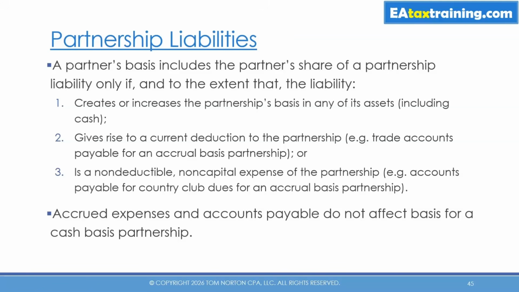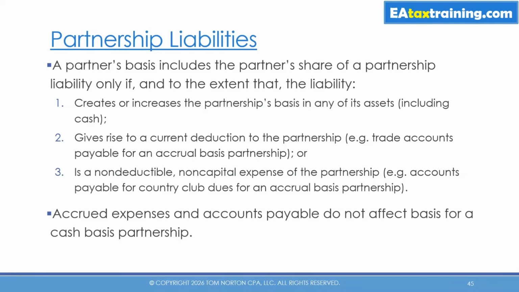Or if the liability gives rise to a current deduction to the partnership. So this would be, for example, trade accounts payable for an accrual basis partnership. So you're on the accrual basis. You buy something, a product or service, you don't pay for it right away. Of course, you're going to deduct it right away as soon as you incur that expense. But now you have an account payable on your balance sheet. You have a liability on your balance sheet. You owe that vendor for performing that service or providing that product. So you get basis for that liability, for that account payable.